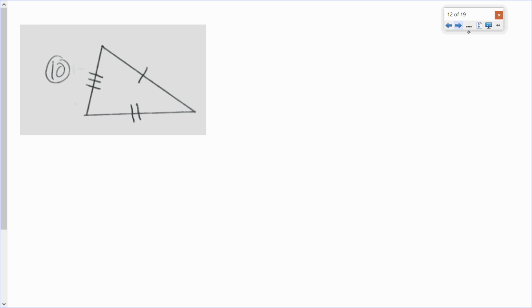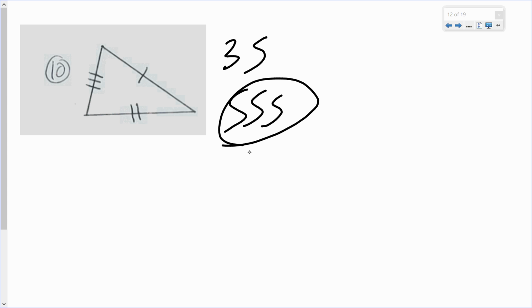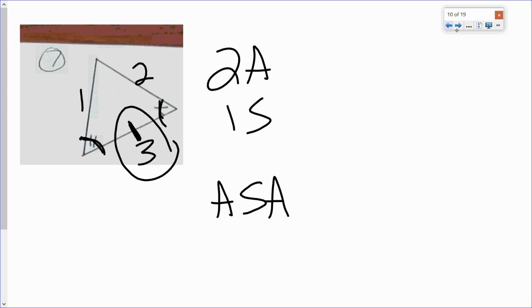Number 10 is actually pretty simple. How many sides are marked? How many angles are marked? There are 3 sides marked. So it's just side, side, side. Not really a lot of thinking about that. That would be your answer. So that's basically it. Let's just jump to one of the ones on the front.